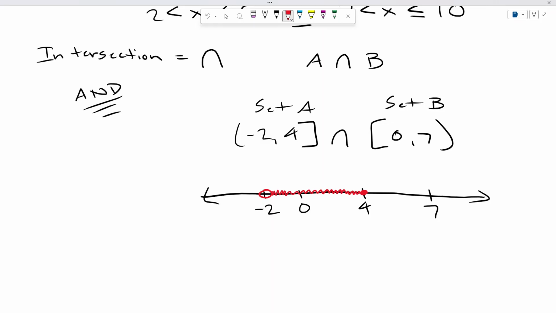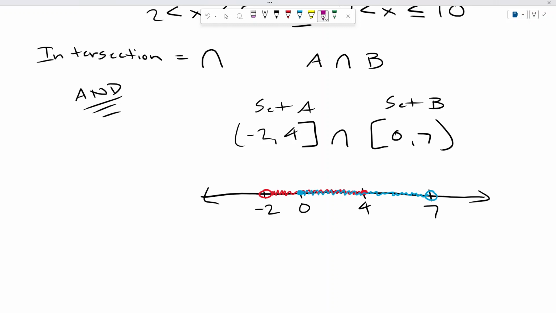Now for set B, we'll do that in blue. So set B, we have a bracket on 0. Let's get a closed circle. And then parentheses on 7. So that'll get our open circle. So from 0 to 7, this is our set B here. Now look at where, we'll do this one in yellow.